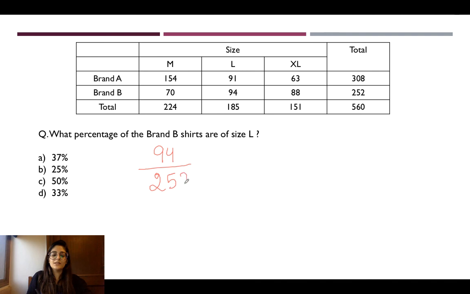So that means 94 by 252. This is the ratio and multiplied by 100. This will give me the percentage. So the answer is going to be, just calculate it quickly and you will get your answer, and it approximately comes out to be 37%. So the correct answer would be A, 37%. Now all of this is just a matter of calculation, so go with it and be fast with it. Okay, moving on to the next question.